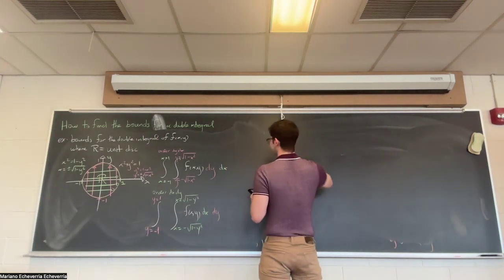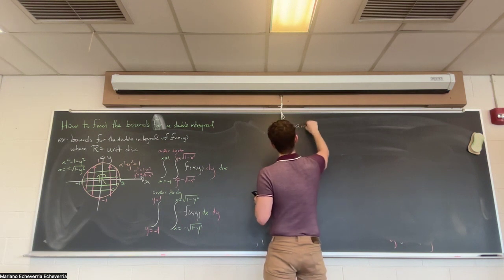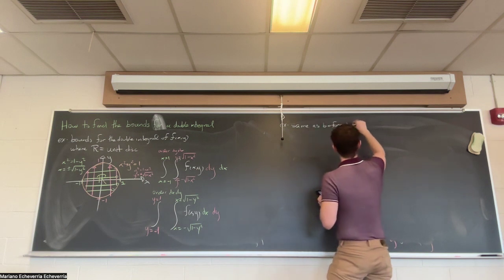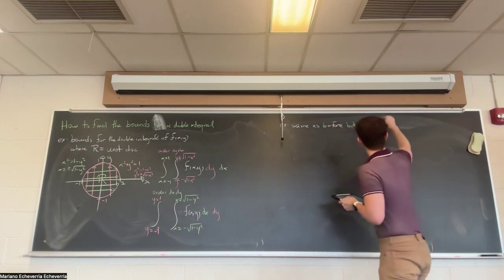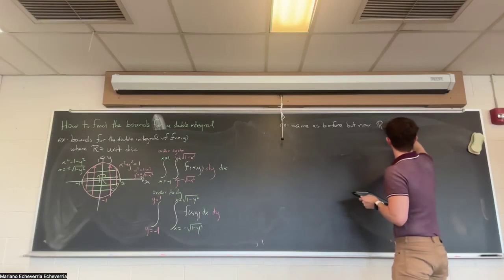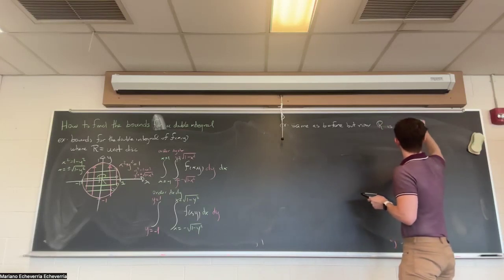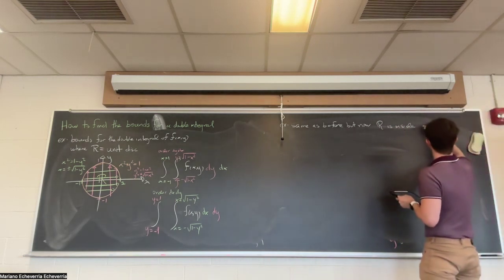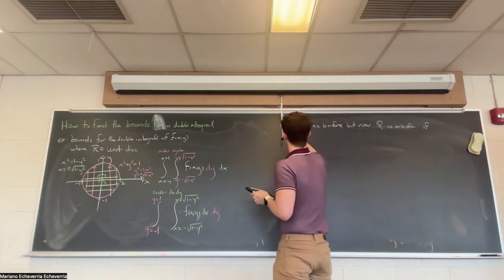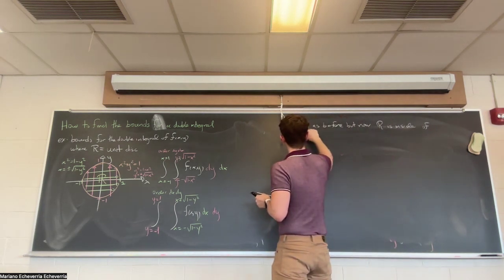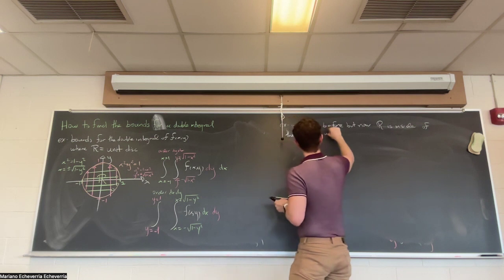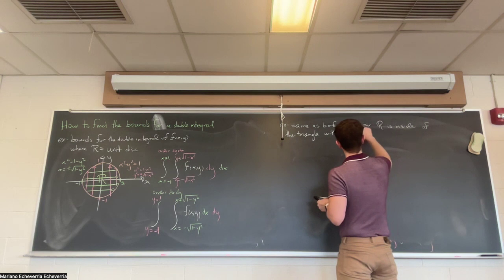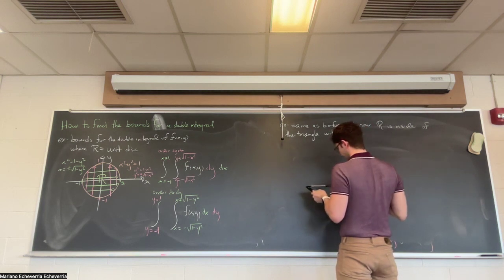So now the same as before, but now the region R is the inside of the triangle with vertices, let's see, -1, 0, 0, 1.